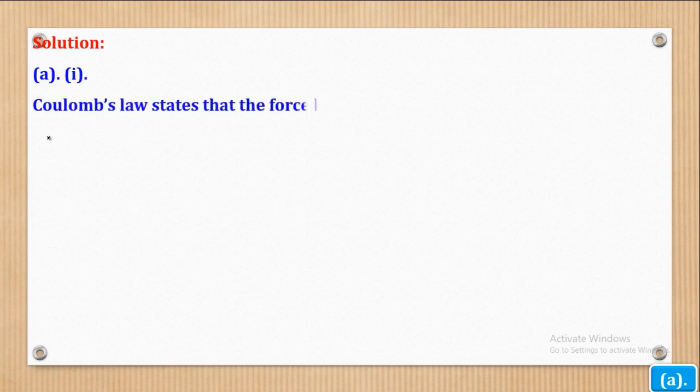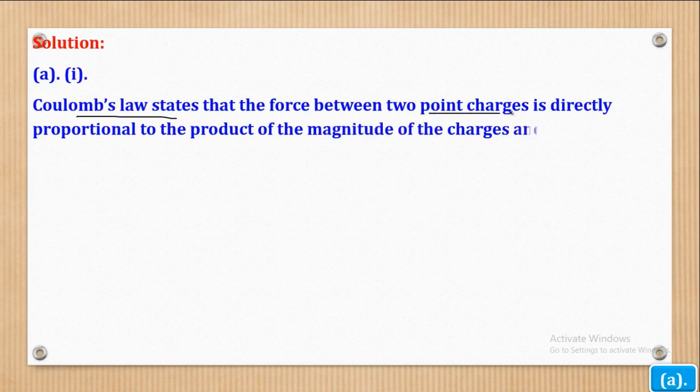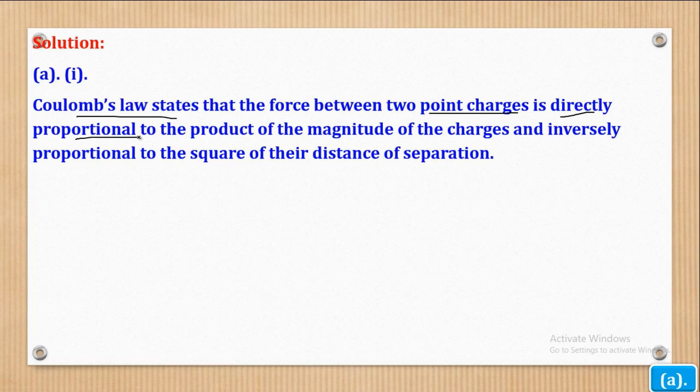So part A Roman 1, we say that Coulomb's law states that the force between 2 point charges is directly proportional to the product of the magnitude, this word magnitude, of the charges, and inversely proportional to the square of their distance of separation. So that is Coulomb's law.